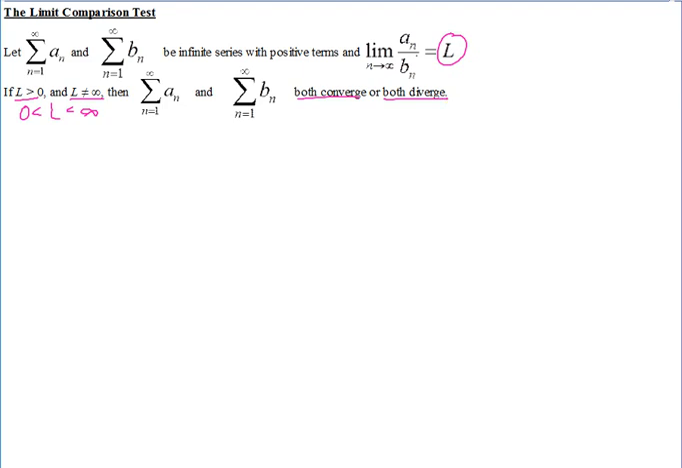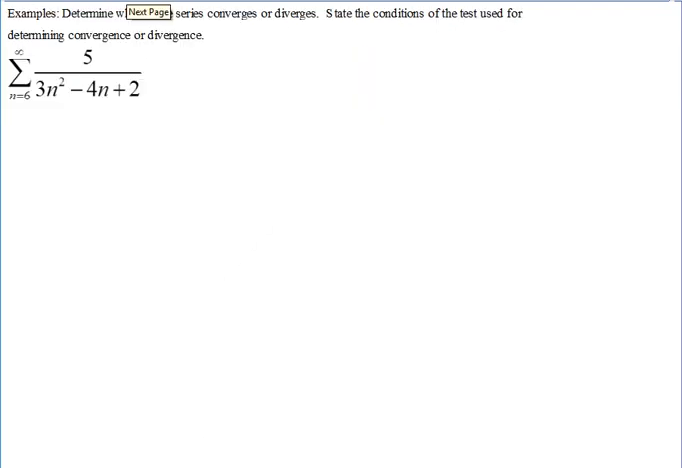Okay, let's look at some examples and see how this works now. So these say determine whether the series converges or diverges, and then state the conditions of the test used for determining convergence or divergence. So we're going to go in a little more depth, like a free response type of question, where you actually have to explain how that test guarantees it converges or diverges, not just which test it is.